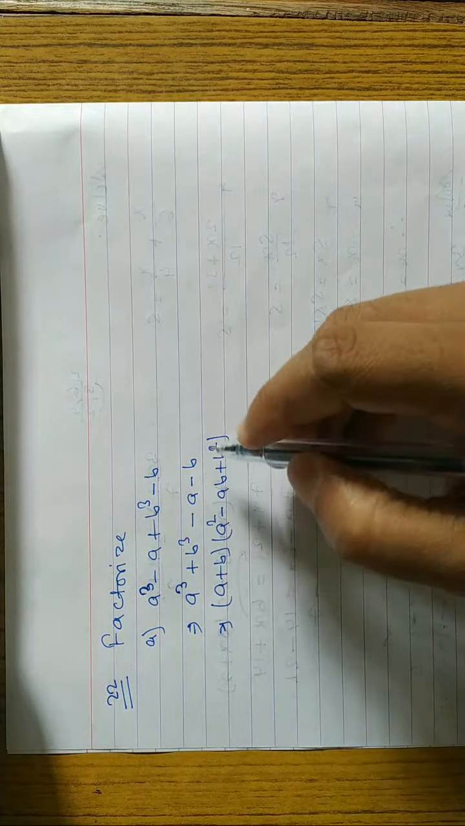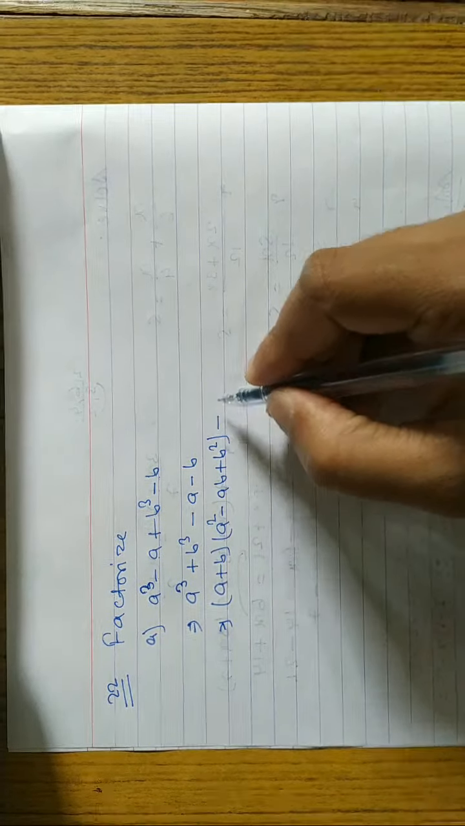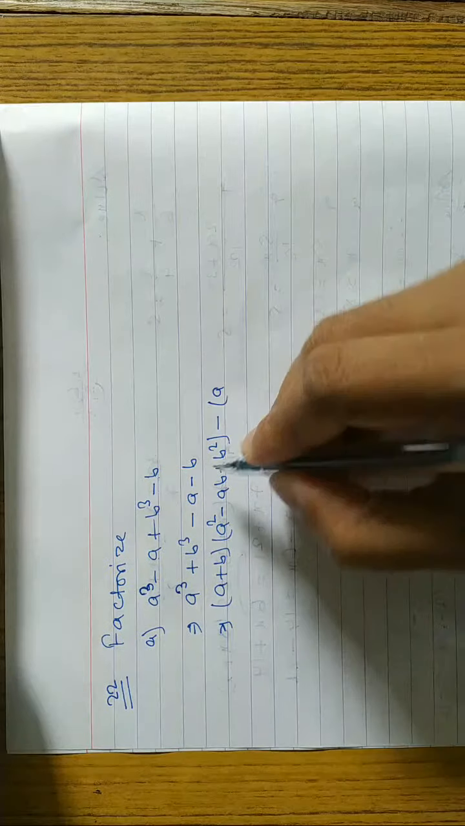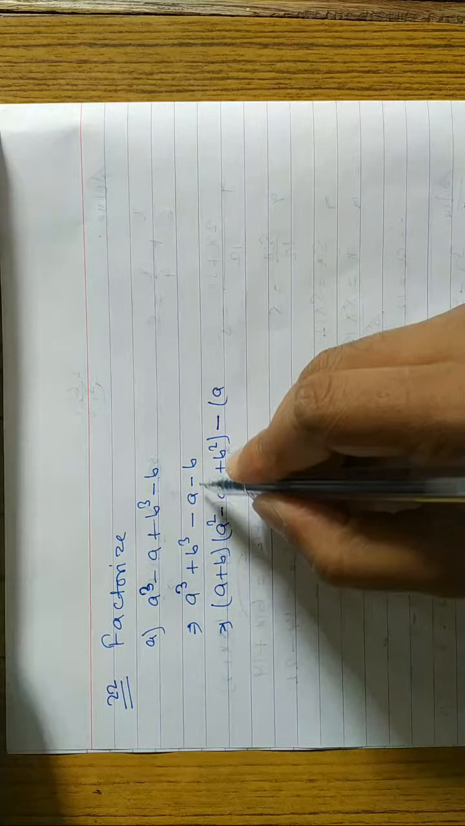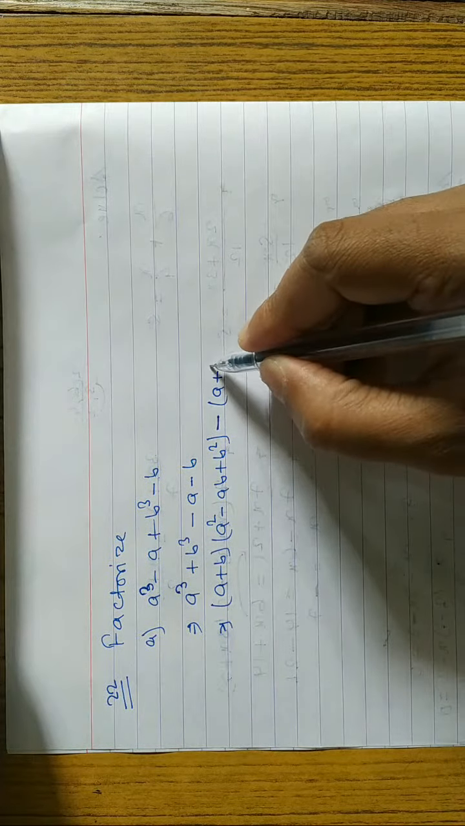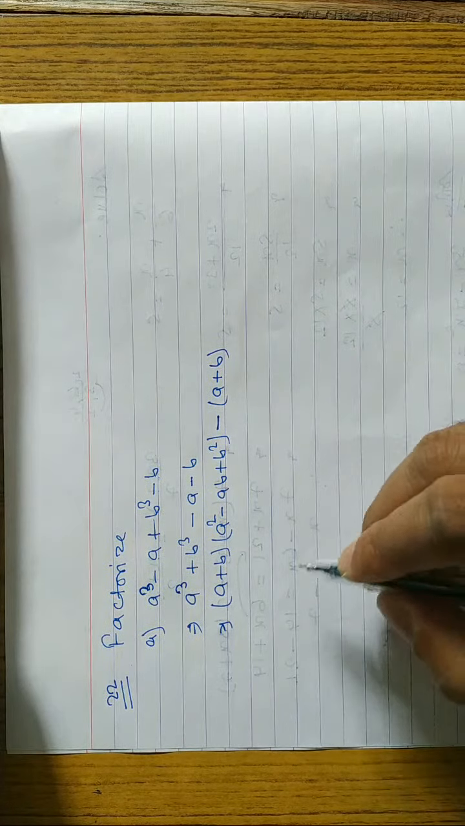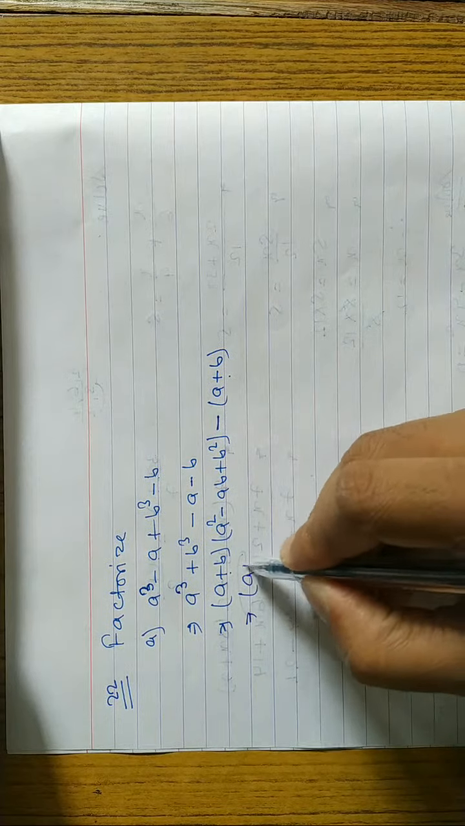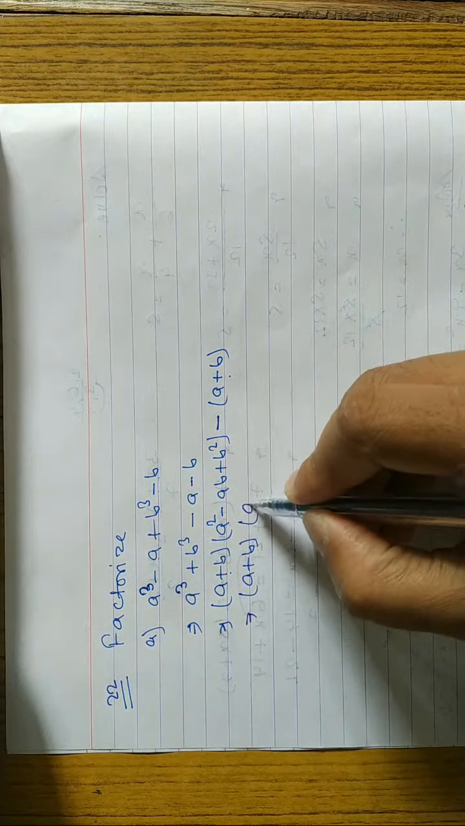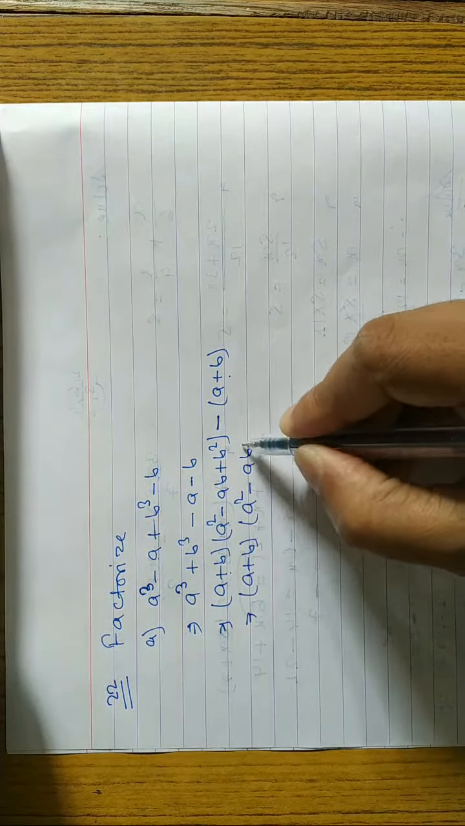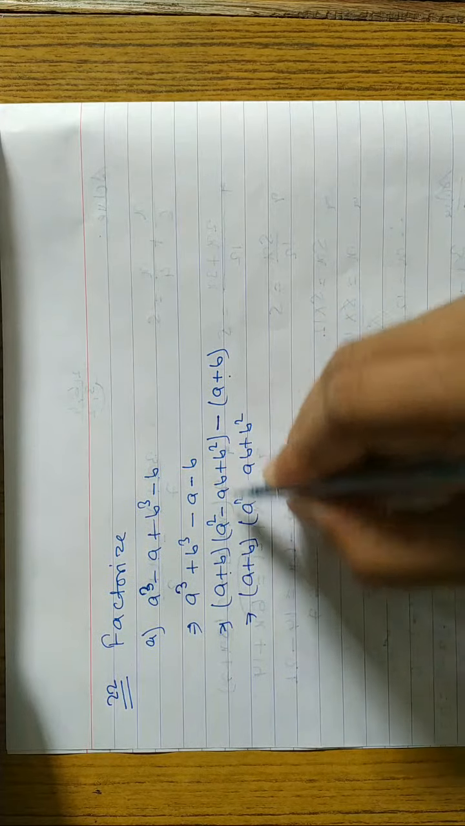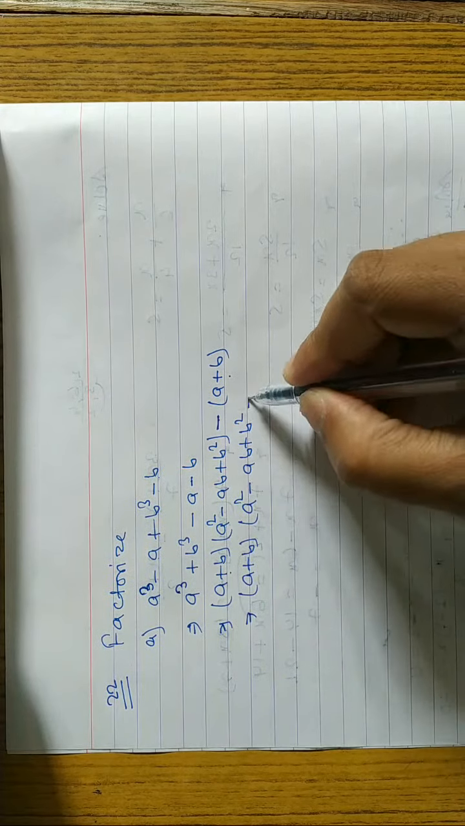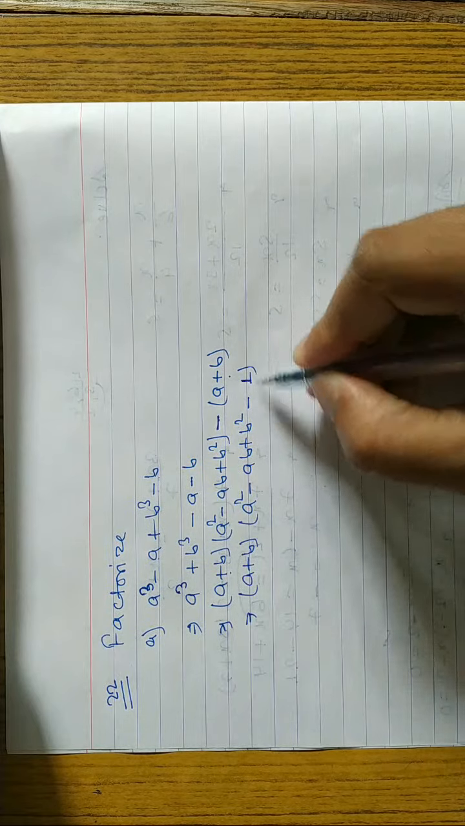Now from here we have to take minus common, and then we can write here a. When you take minus common, minus will change and become plus, so a plus b. Now after this, we can take a plus b common, and the remaining a square minus ab plus b square. This we have to write here. Here is minus, minus, here is nothing remaining, so we have to write 1.